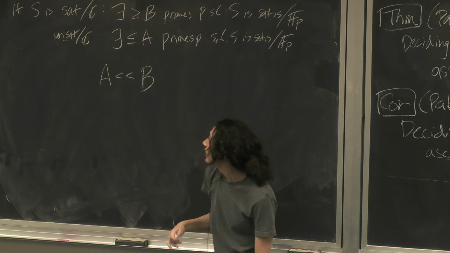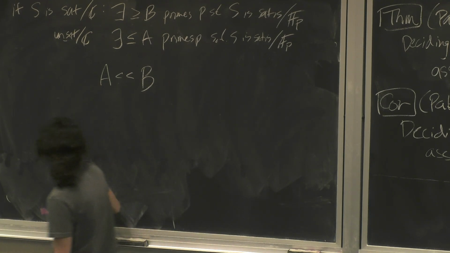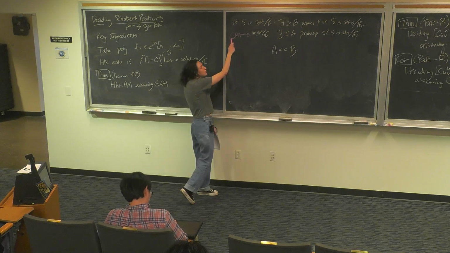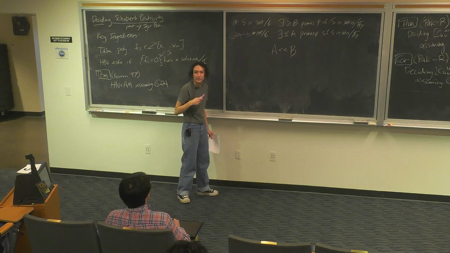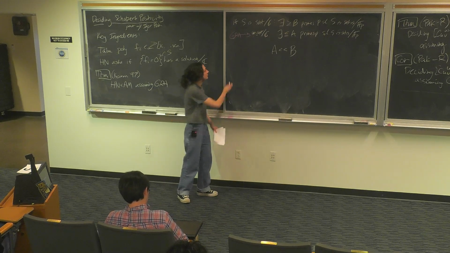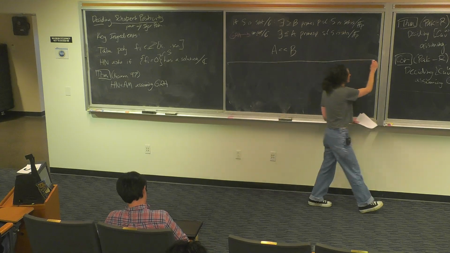Now, GRH is hiding in getting this bound A. It's rather technical, but it's hiding precisely here. And so that's this problem.